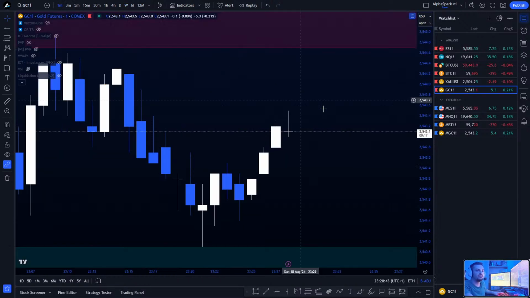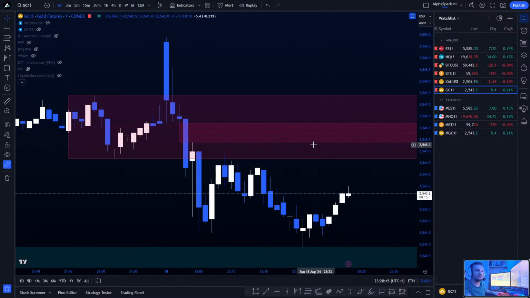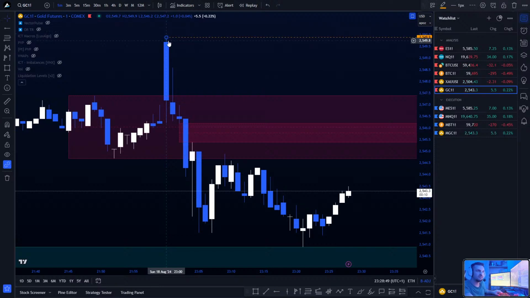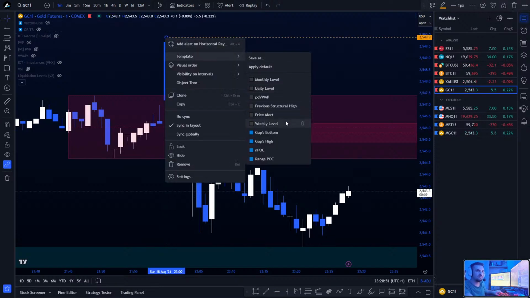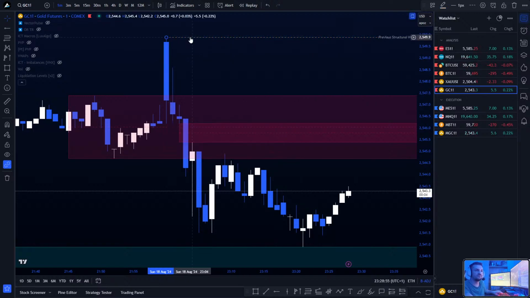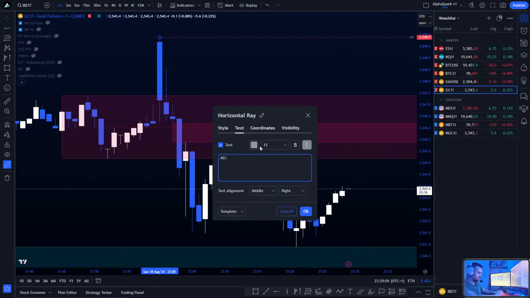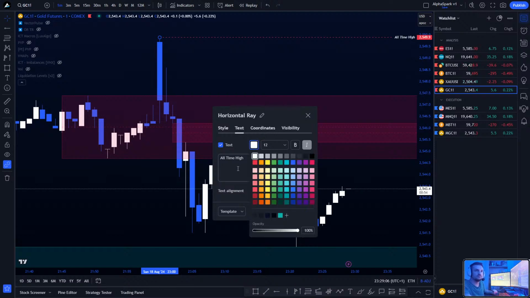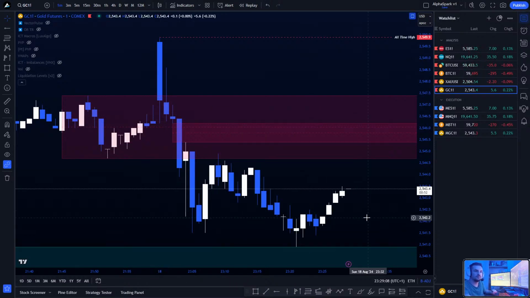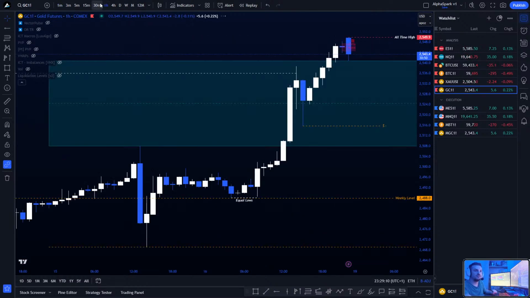either on this fair value gap or after taking out this high once again, we can also have an incredible short. We can also have an incredible short, guys.